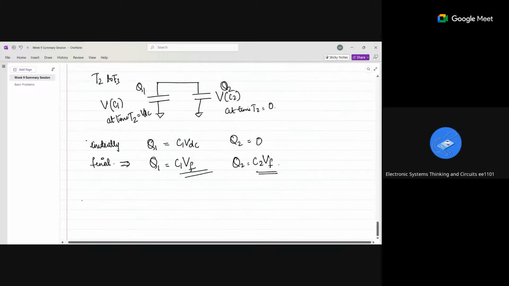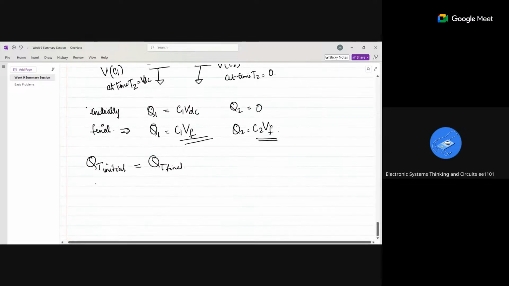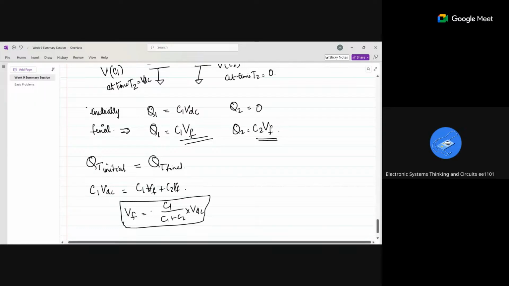Now, Q total at initial will be equal to Q total at final because the charge is conserved in the circuit. So C1 VDC is equal to C1 VF plus C2 VF. My final voltage is equal to C1 by C1 plus C2 into VDC, right? This is the voltage across both the capacitors.